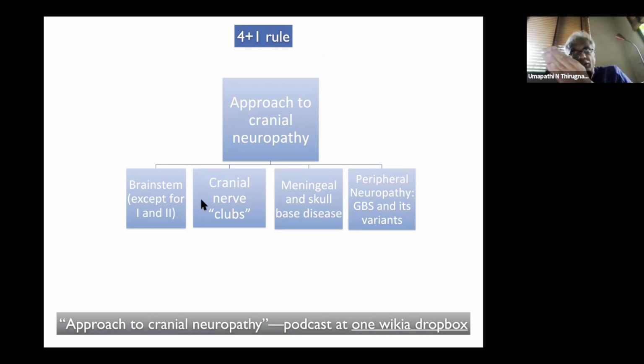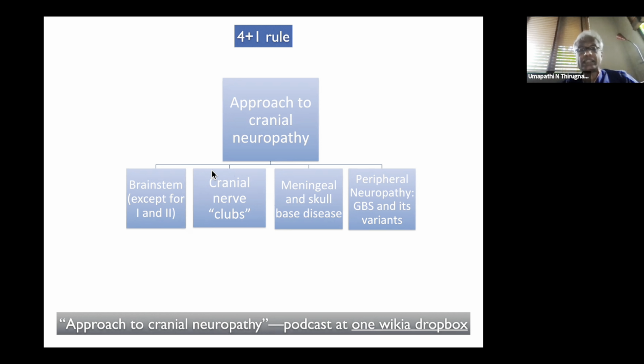She couldn't abduct the eye to the left, right? So she could have a left sixth nerve palsy. If she does have a left sixth nerve palsy, maybe it's in the left pons. How would you know it's in the left pons? Because she would have other cranial nerves that are coming from the left pons. She would have drowsiness. And if you examine the limbs, she would have pyramidal and cerebellar signs that will point towards a brainstem localization, okay?